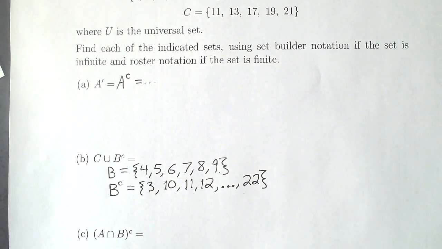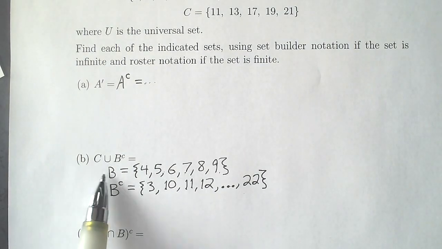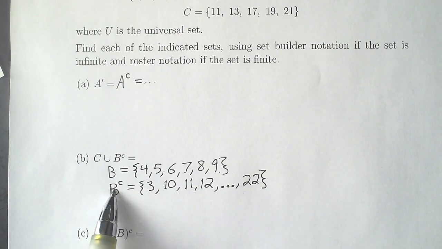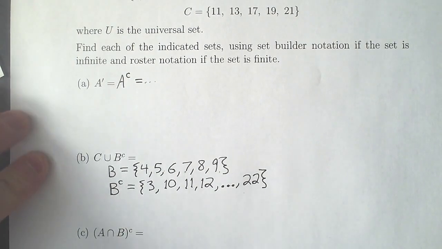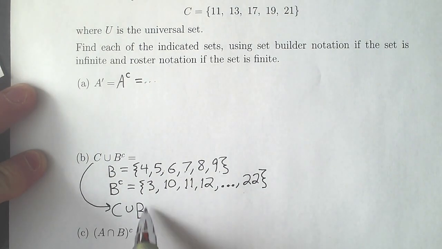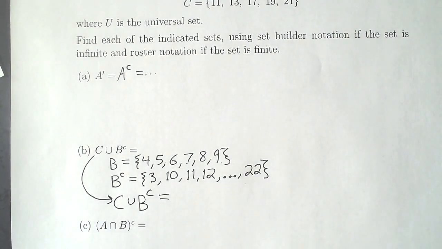You see how I'm kind of making a problem within the problem? This didn't tell me that I had to find B, but I kind of knew that I needed B in order to find B complement, and I need B complement so that I can do this. Now I can finally do what it's asking for. So that's the union symbol, the one that looks like a U. So I want every element that is in C or it's in B complement.